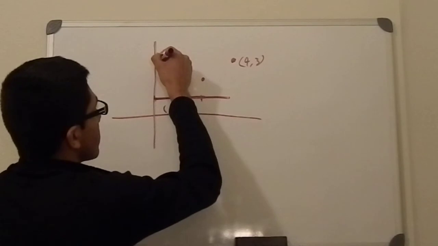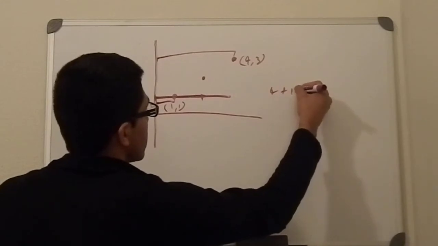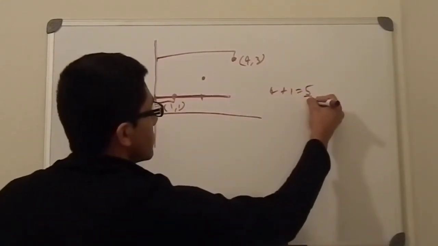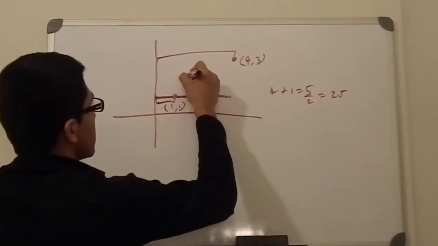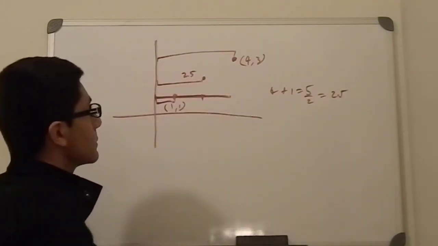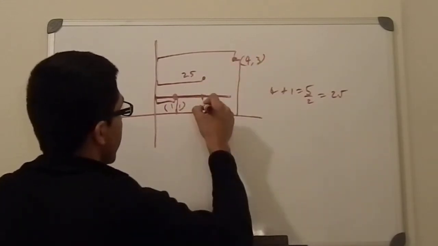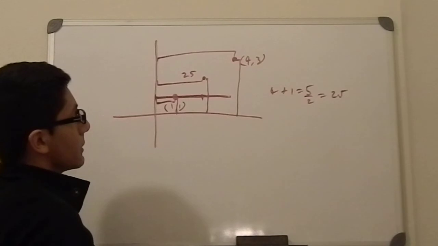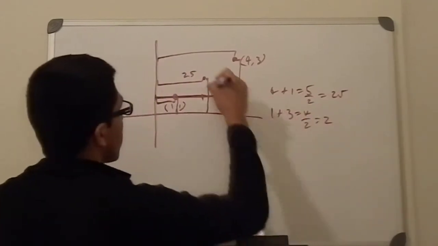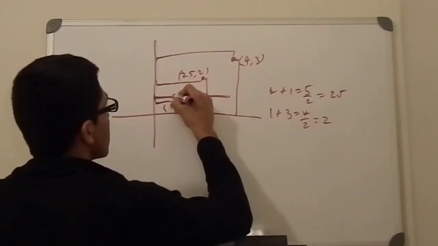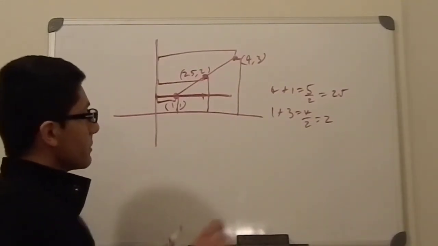You add this length plus this length, which would be 4 plus 1 equals 5, right? Divided by 2, 2.5, and that would be this here. That would be this length. And the same with the y's. You add this length plus this length, and you divide by 2, should give you that length there, right? So you do 1 plus 3 equals 4 divided by 2 equals 2. (2.5, 2). It's your midpoint. And that's pretty much it.